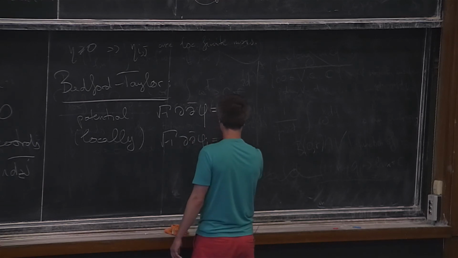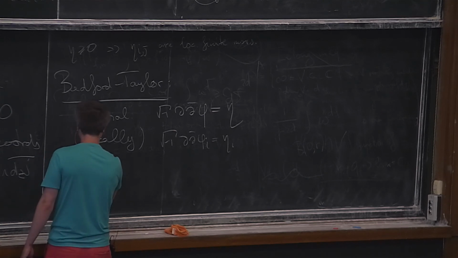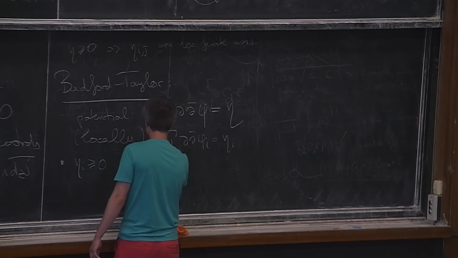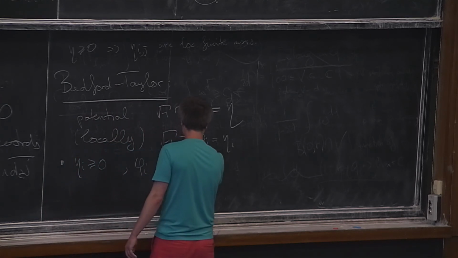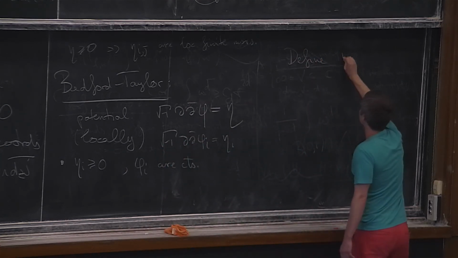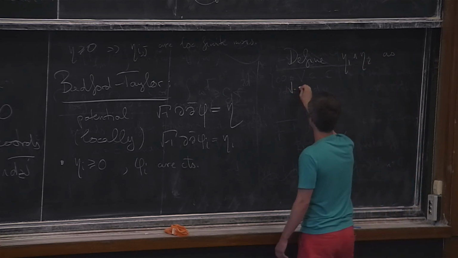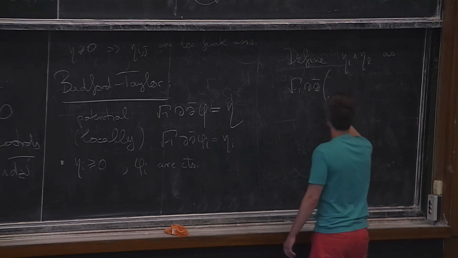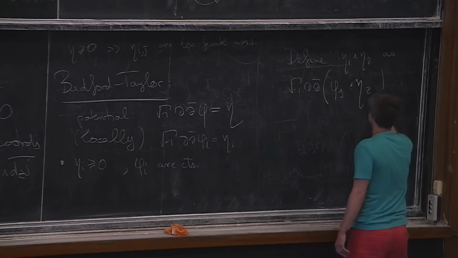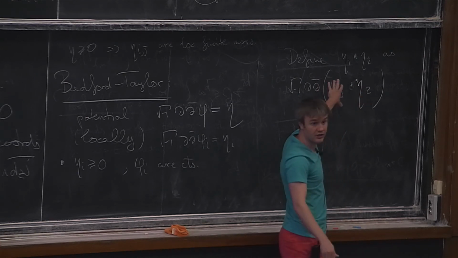dd bar phi_i is equal to eta_i, and assume that we have to assume two things, that eta_i are both positive, eta_1 and eta_2. And for simplicity, I'll assume that phi_i are continuous. What you can do is you can define eta_1 wedge eta_2 as i dd bar of phi_1 wedge times eta_2. So i dd bar will kill this term, and it will just give you here eta_1.